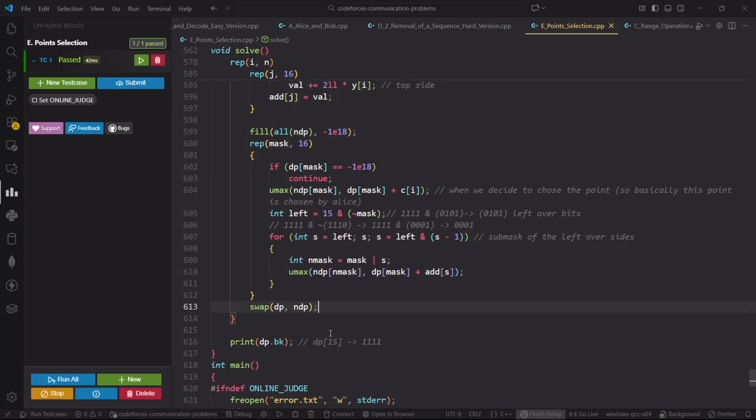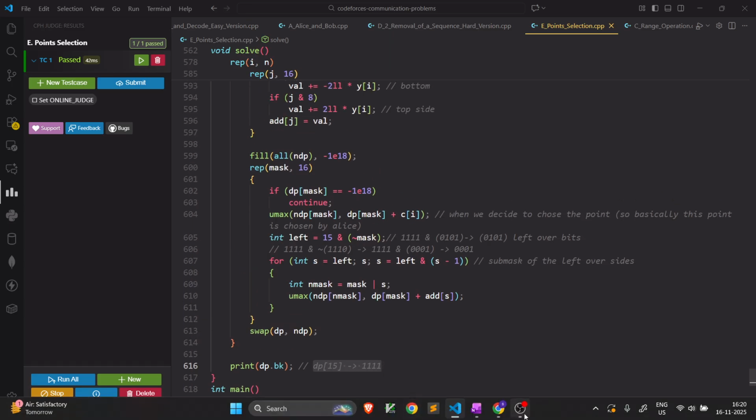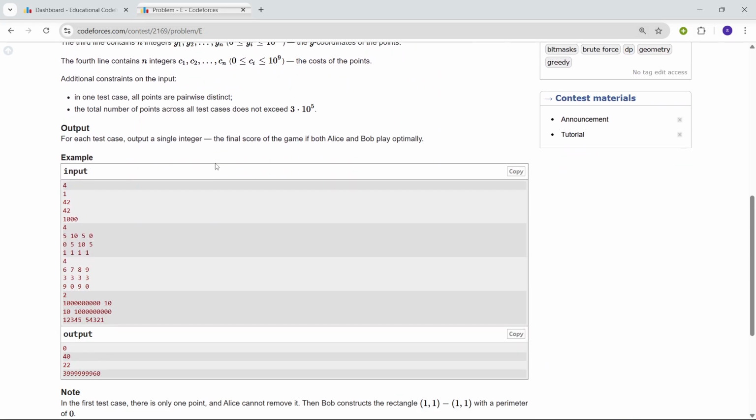And then we'll just swap the dp and ndp, and in the end, the answer will be dp dot back, which is dp of 15, indicating that we have formulated a rectangle, because we have to form one rectangle at least, because one point will be left by Alice. She cannot choose all the points. So this basically denotes that we have formulated a triangle. So this is the answer for that. I think this explains the problem. If you have any questions, you can just put them in comments.